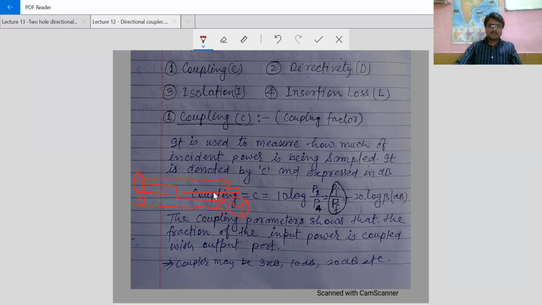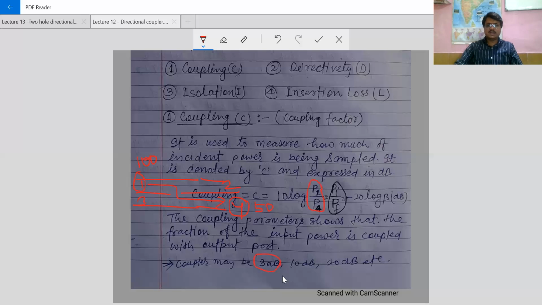Now let us suppose 100 watt is given to port 1 and 50% of the power is coupled at port 4. Then this P1 upon P4, 100 upon 50, will be 2. So log 2 is 0.301, and multiplied by 10, it will give 3.01 dB. 3.01 dB is popularly known as 3 dB. 3 dB means 50% of the power will be coupled to port 4.